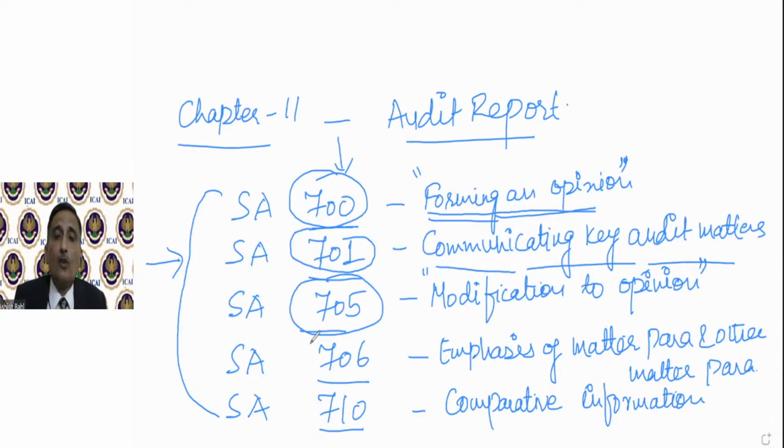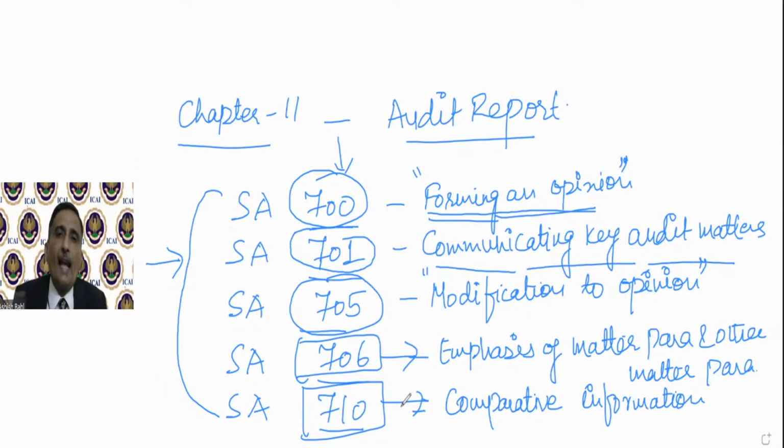And we shall also be touching upon SA 706 and 710. 706 relates to emphasis of matter paragraph, when the auditor wants to emphasize something so as to make users of the financial statements better understand those things. So SA 706 relates to emphasis of matter paragraph and other matter paragraph. We shall be learning about all these things in detail in this chapter.